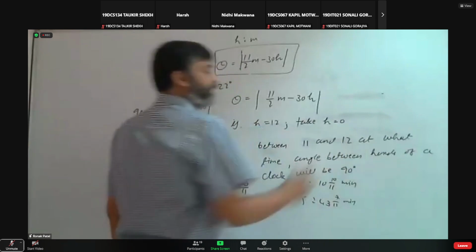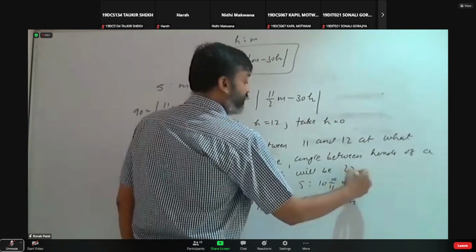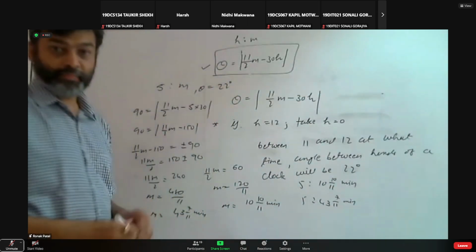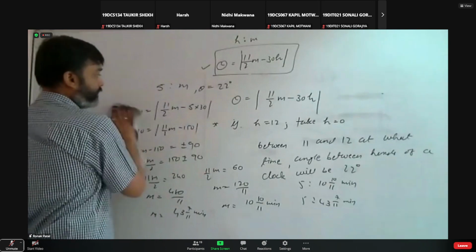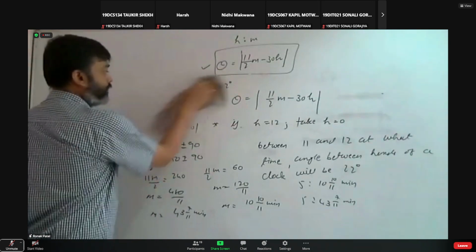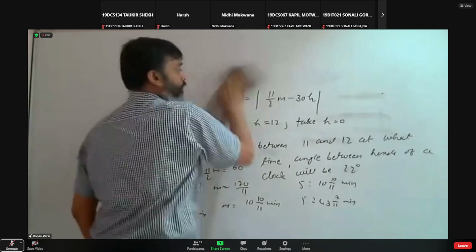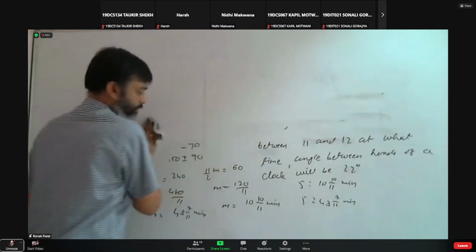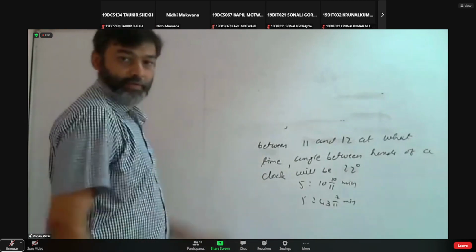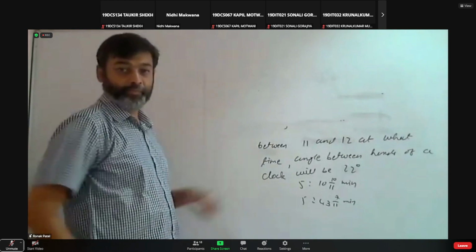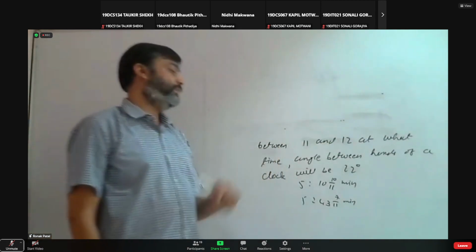At what time between 11 and 12 will the angle between the hands of the clock be 22 degrees? So you try this once again, same type of question.